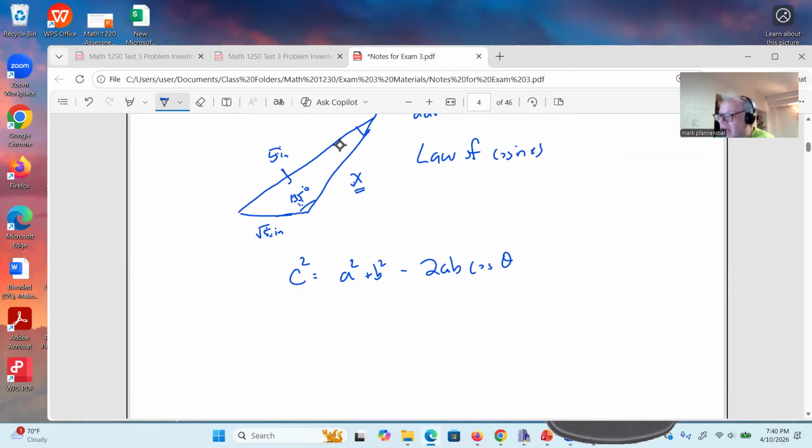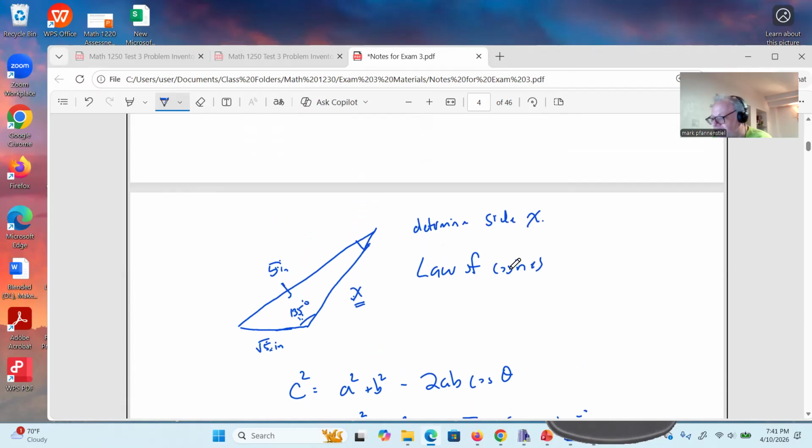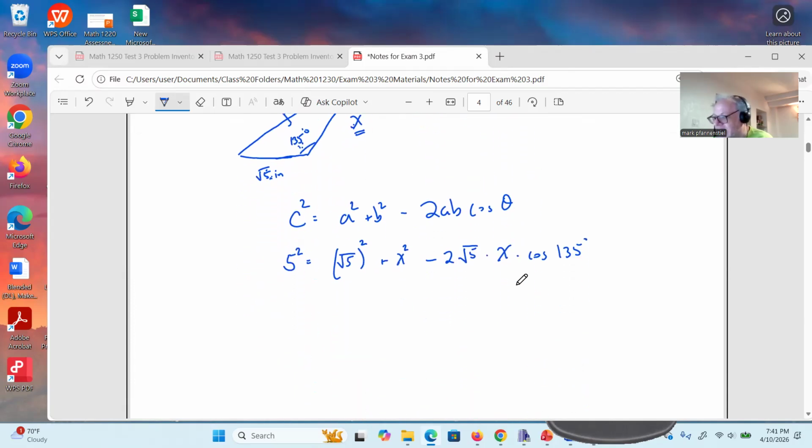So we have the long side, that's my 5. So we have 5 squared equals, here is my square root of 5 squared. It's almost like somebody did that on purpose. Plus x squared minus 2 square roots of 5 times x times the cosine of 135 degrees. This is a thing you can figure out, and I don't take your calculators away from you. You can use the calculator. We are figuring this out to two decimal places.